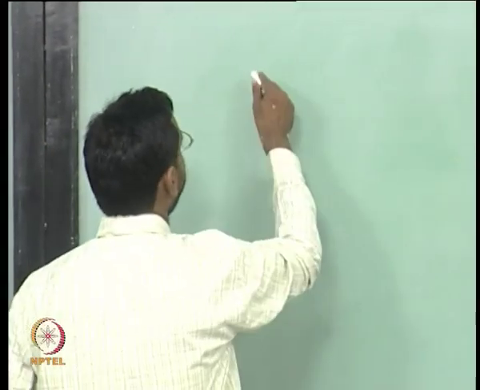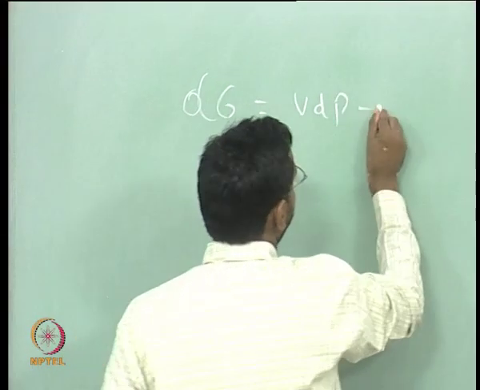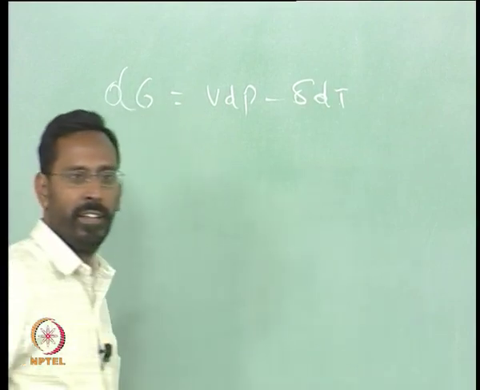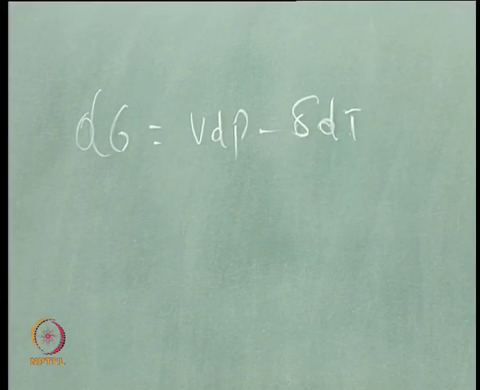So far we did not actually bother much about the pressure, excepting in one case where we talked about the Clausius-Clapeyron equation and how the melting point can change as a function of pressure. We have talked about it, if you remember. Basically we can write dG as VdP minus SdT. This is one of the Maxwell's equations, the most popular Maxwell's equation.